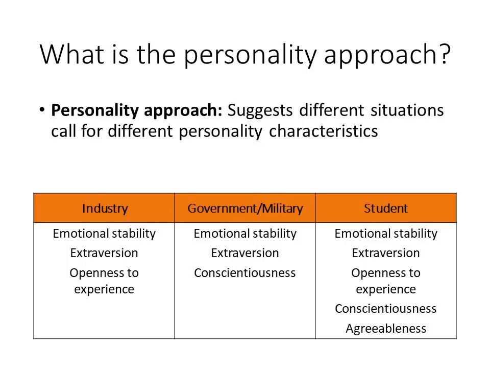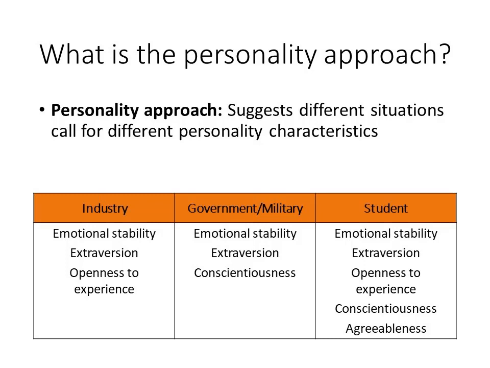Personality approaches are similar to trait approaches in that they are trying to identify personality traits that are associated with effectiveness in different roles. Many of these approaches suggest that different situations, different industries, different roles, different types of leadership positions call for different combinations of personality characteristics. For example, in industrial jobs, workers need to have high levels of emotional stability, extroversion, and openness to experience. In government and military roles, leaders need high levels of emotional stability, extroversion, but instead of being open to experience, they need to be highly conscientious.